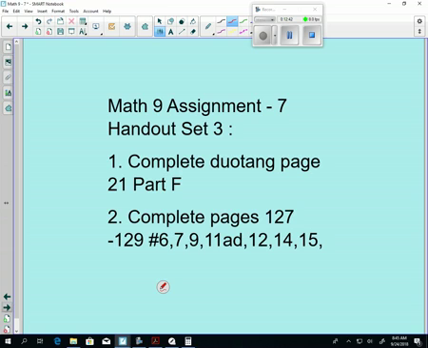So in your assignment, you'll have a handout set, new set 3. You're to complete for tomorrow, just page 21, part 5. On page 21, you'll see part 5. Just turn the page, you'll see it. Okay, part F, I should say. Part F. And then you'll also have pages 127 to 129, and you're to do only numbers 6, 7, 9, 11A and 11D, 12, 14, and 15.